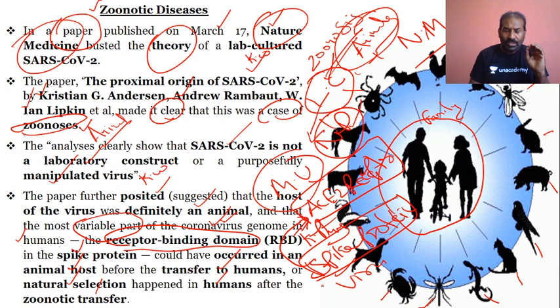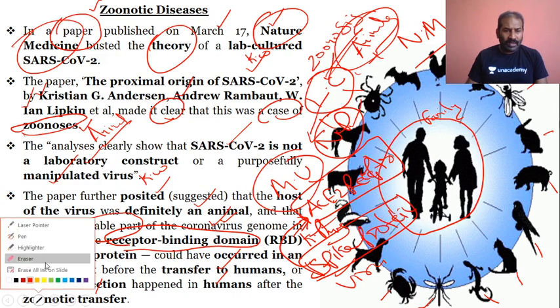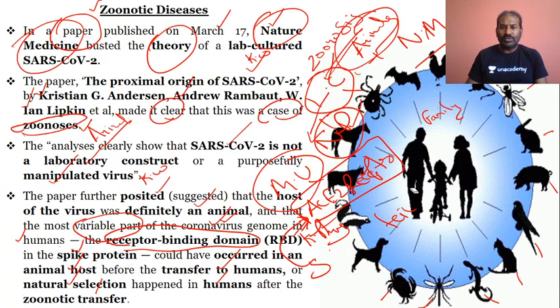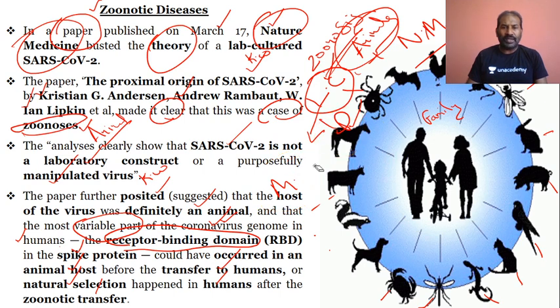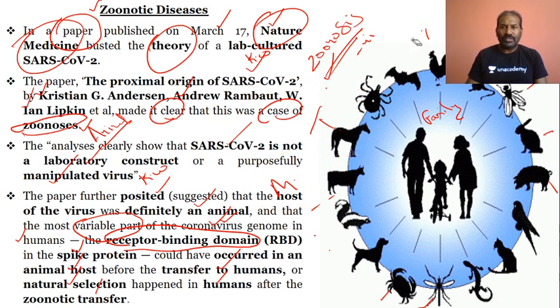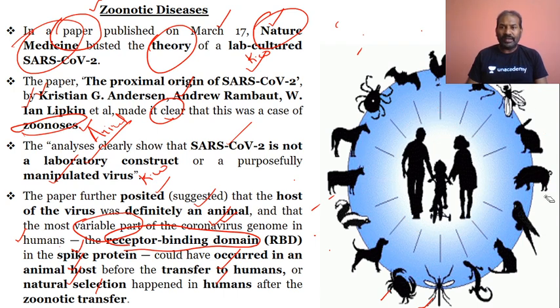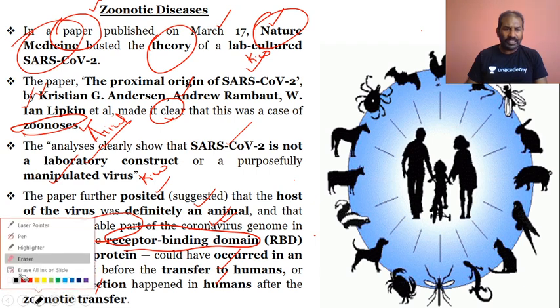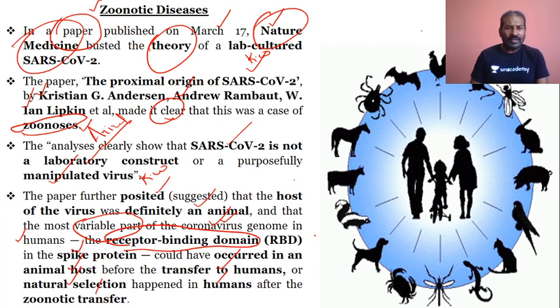Receptor binding domain. The researchers have identified that it has nothing to do with lab culture, because of the receptor binding domain, which they could find from the variable part of the coronavirus genome present in the human cell. Thereby they could make it very clear that yes, it is a natural process, a zoonosis process, where the animals were affected first by the virus, and later it was transferred from animals to humans. This is natural selection and it is not a lab culture.